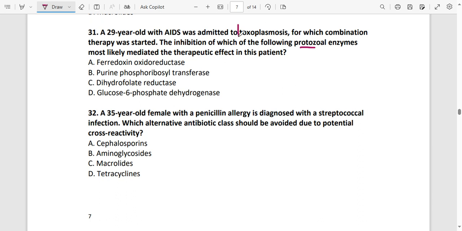Toxoplasma. What is this guy? Is this a bacteria, a parasite, a what? It's a parasite. So you are trying to treat them with a combination therapy. So the inhibition of which protozoal enzyme mostly mediated the therapy? Okay, just look at the enzymes. You have got some common enzymes that we know. So which one do we think can be the answer? A, B, C, D. Anyone?